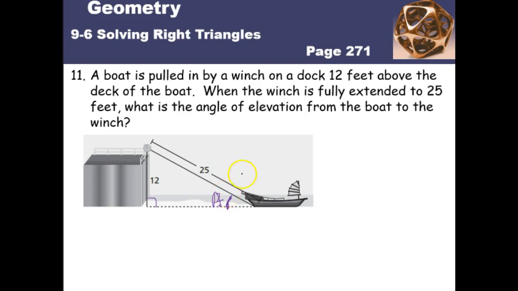To find a missing angle, I have to identify what's opposite, what's adjacent, and what's hypotenuse. So this side is the opposite, and the side across from the right angle is the hypotenuse. And then this would be the adjacent. So I'm finding the angle, and I have to use the two sides they gave me, which were the 12, which is the opposite, and the hypotenuse, which is 25.